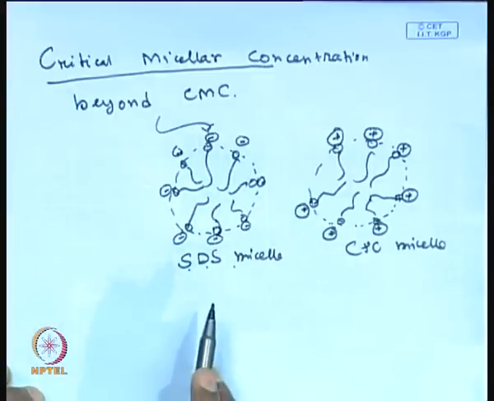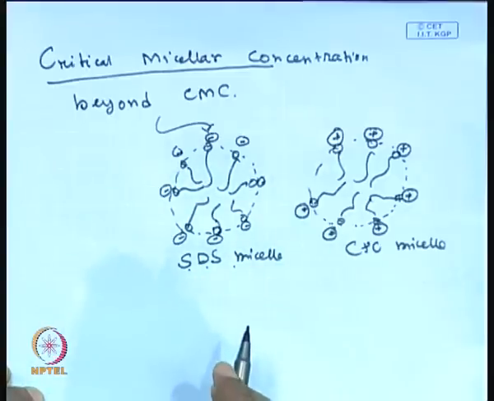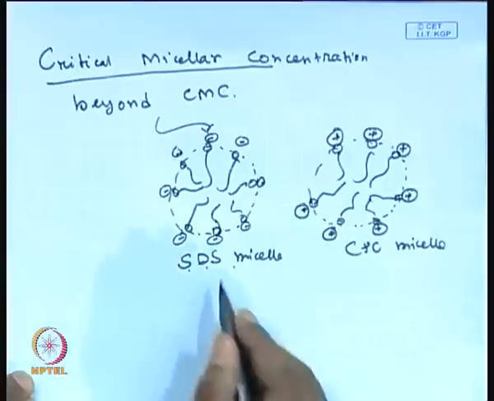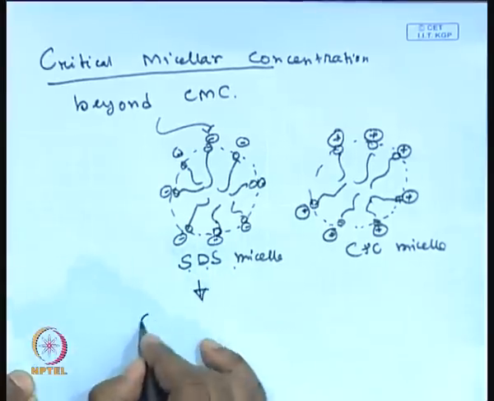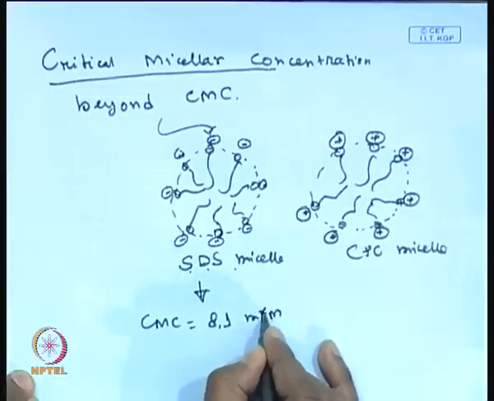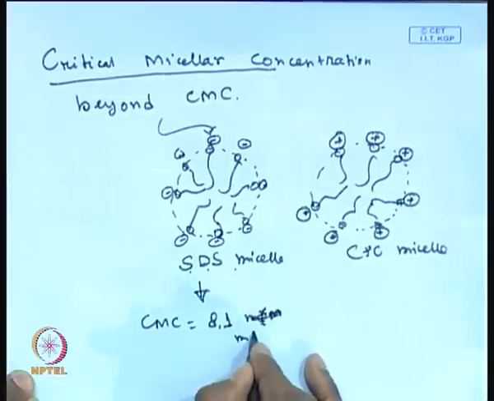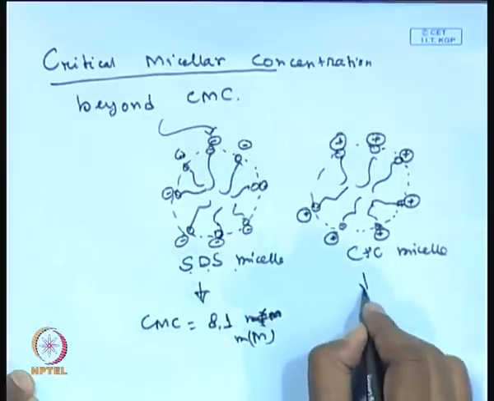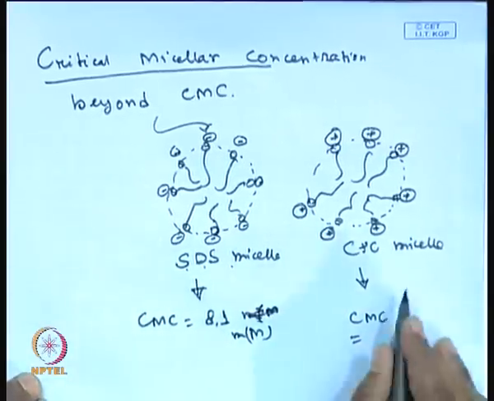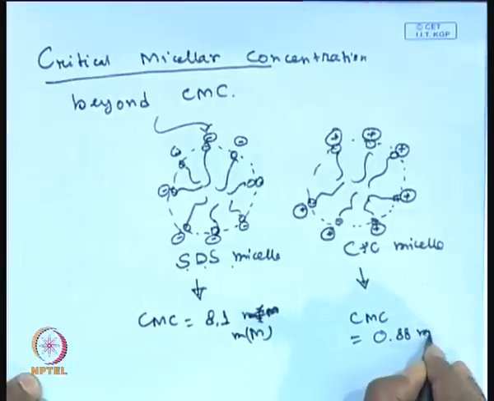Typically, what is the fundamental of MEUF will be coming later on, but before that we would like to find out the typical values of this critical micellar concentration. Typically the values of CMCs are pretty low. For SDS micelles, the CMC is 8.1 millimolar. On the other hand, for CPC micelles, the critical micellar concentration is 0.88 millimolar.